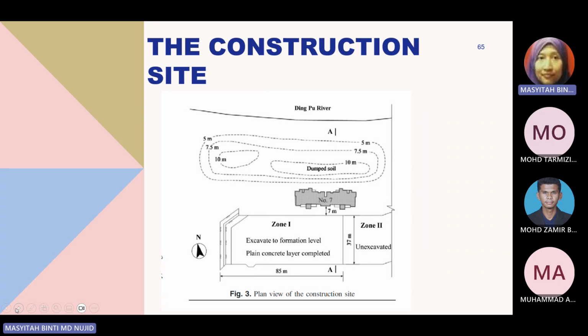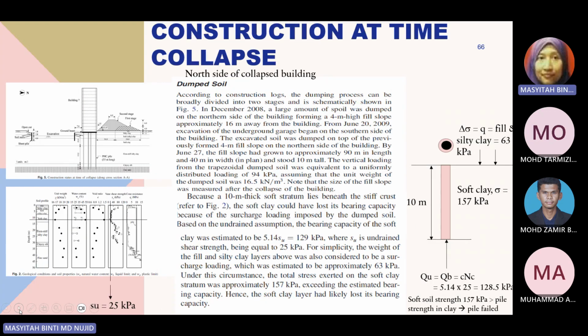So these are the things, again, split into two zones. Zone 1 is excavated to formation level as required, and zone 2 is for unexcavated conditions. This shows the plan view of the construction site. You can see that there were two dump site stages, from the first stage to the second one, having different elevations of the site profile.